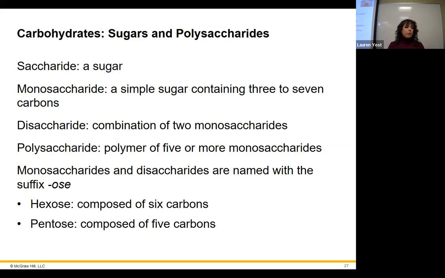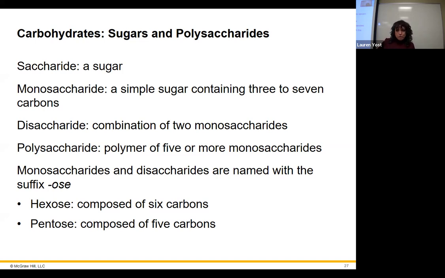So disaccharide, two of the sugars stuck together, polysaccharide, a whole bunch of them, usually five or more. And then the monosaccharides typically are named with something -ose, like glucose or dextrose, or we have the hexose or pentose as the general concept, like pentose being a 5-carbon sugar, hexose being 6-carbon sugars. These are the two most common types of sugars that we'll be dealing with, the hexoses and the pentoses.